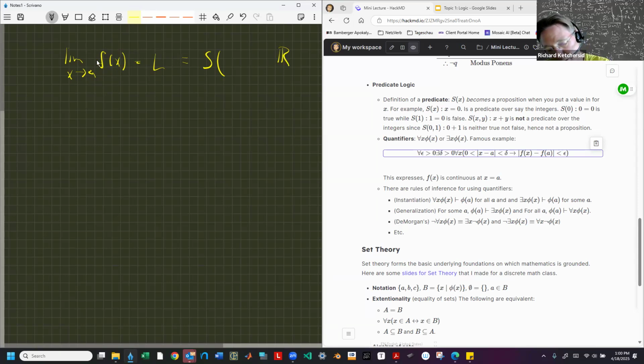And this is a sentence about A and L, because those are the real numbers that are changing here. F is part of the given thing, so it's a sentence about F, in the reals, A and L. And so we may ask now, for what A and what L are these true? So when is it true that as x approaches A, f of x approaches L?